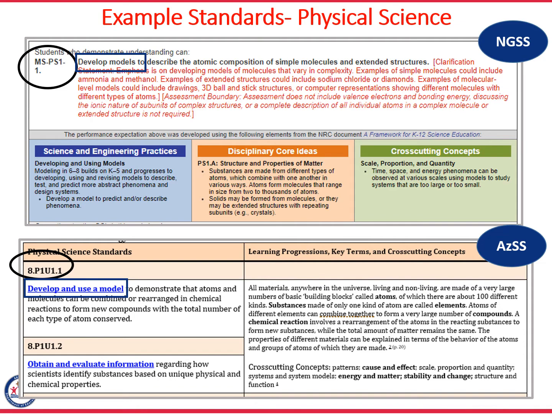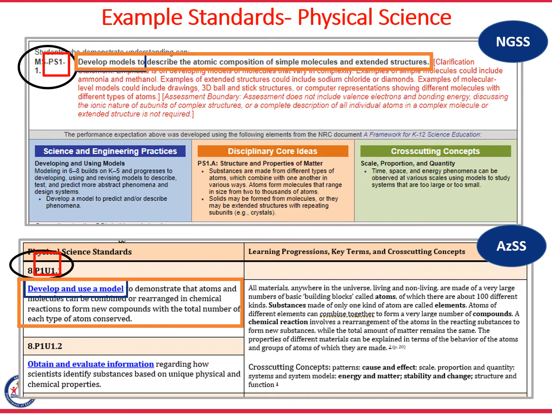Then we look at the core ideas and compare them. In the NGSS example, the core idea is PS1, and the core idea for Arizona is P1U1. Because the coding is different, I would need to read the rest of the standard to see if the content matches before moving forward. Finally, compare the cross-cutting concepts embedded within each standard.